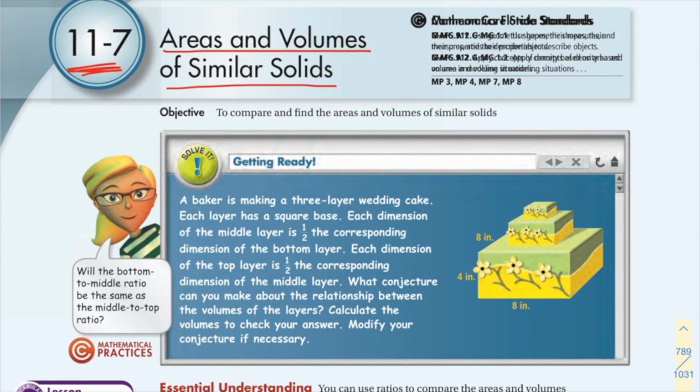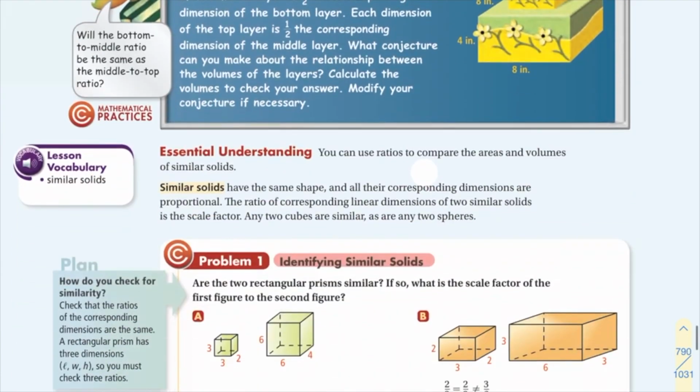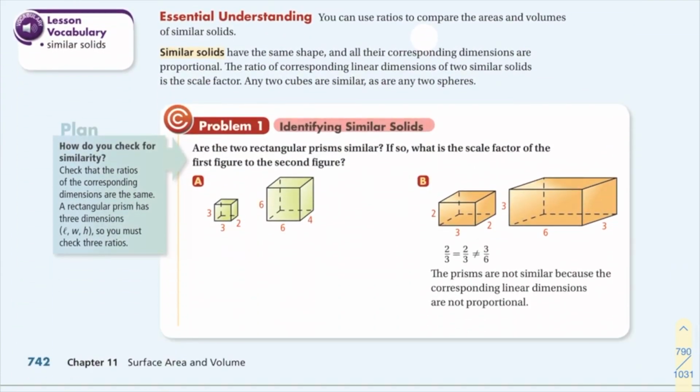Now, going back to our information from before, way back when we talked about what similar means, similar simply means, with our two-dimensional shapes, the same shape except different sizes. And the same thing goes for solids. So with solids, they're the exact same shape, but different sizes. Same angles, same everything, just the sizes are different.